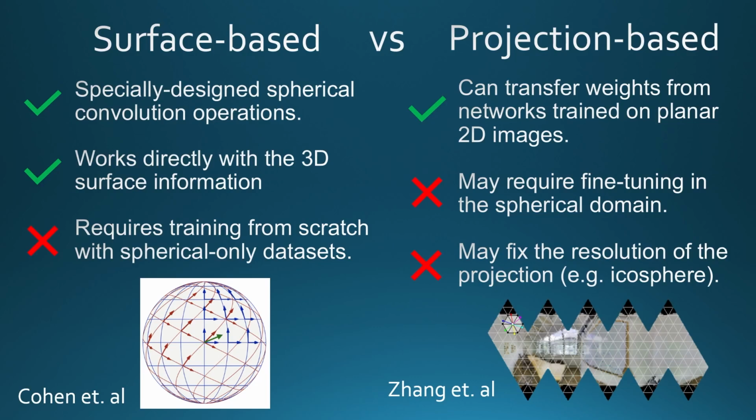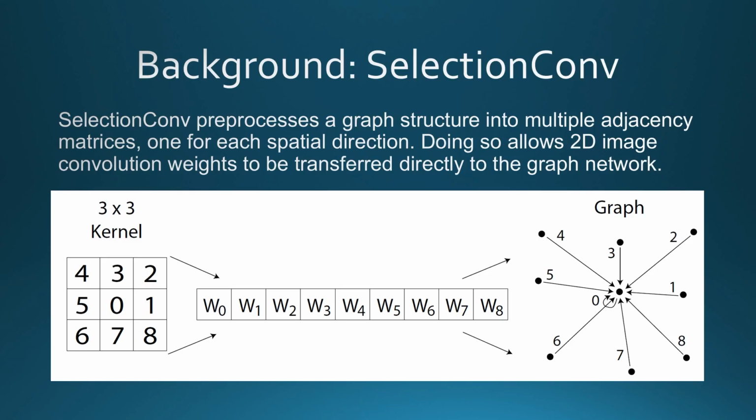The aim of our work is to begin to bridge the gap between these two approaches to spherical images by operating directly on 3D data like the surface-based approaches, but allowing for transfer from 2D networks like the projection-based approaches.